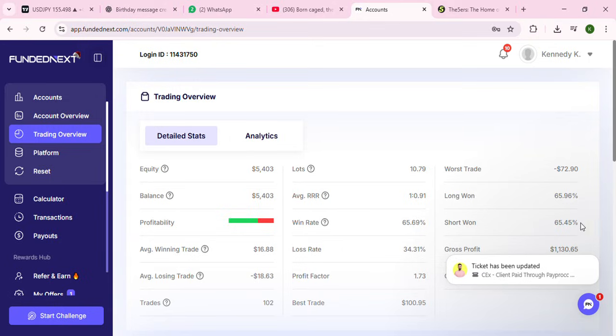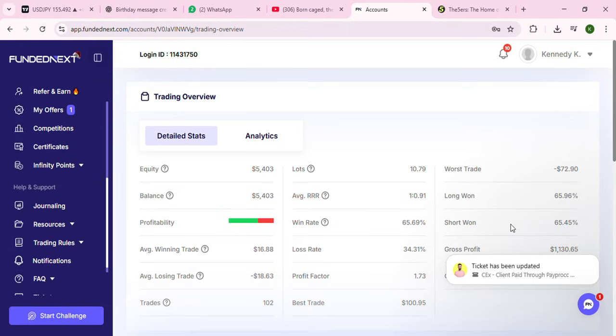Longs won 65.96, shorts won 65.5. Gross profit was 1130.65. Loss rate 34.3%, winning rate 65.69%. Average risk to reward ratio, in this case I had a 1:1 R, because it's 1 is to 0.91. Let's round off, it will be 1 is to 1.